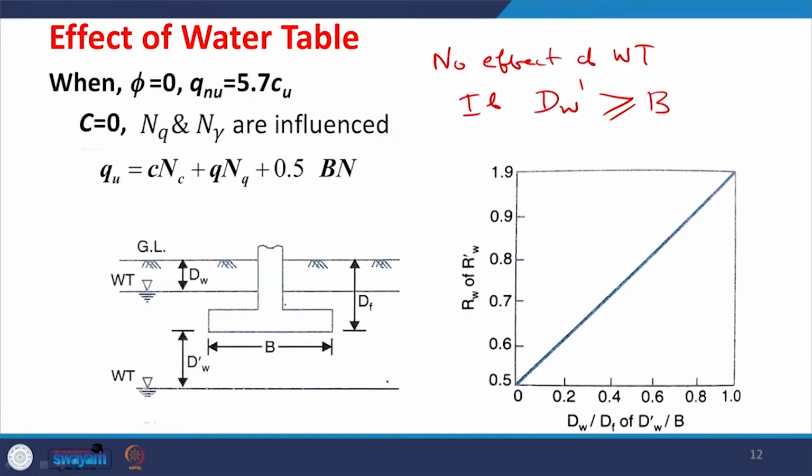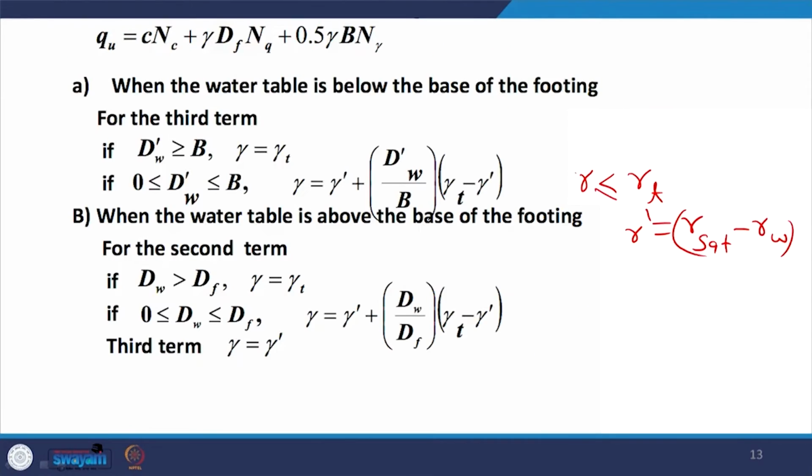Now, if the water table rises further above the base of the footing, which I show here in this slide, then we need to apply the correction in both the second and third terms. For the third term, when the water table goes above the base of the footing, gamma becomes gamma submerged, so this should be used in the third term. Regarding the second term, it will depend on the location of the water table. If dw shown in this figure is greater than Df, then gamma will be gamma t, but if it lies between Df and 0, then gamma is calculated from this relation, and again here also when you calculate it, it is going to become less than gamma t.